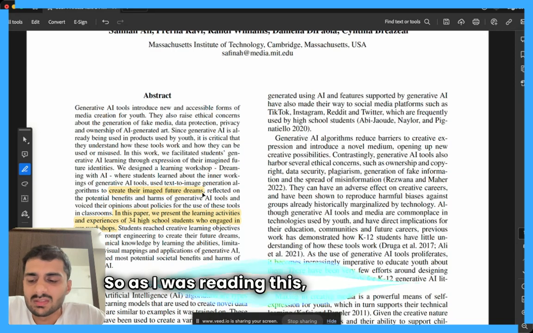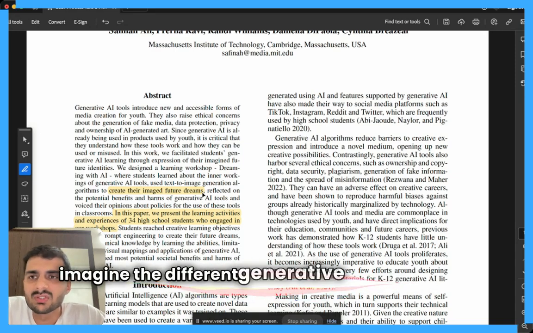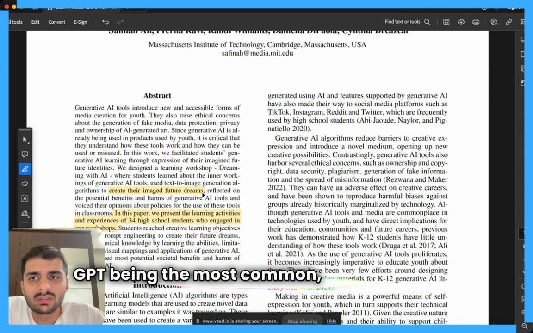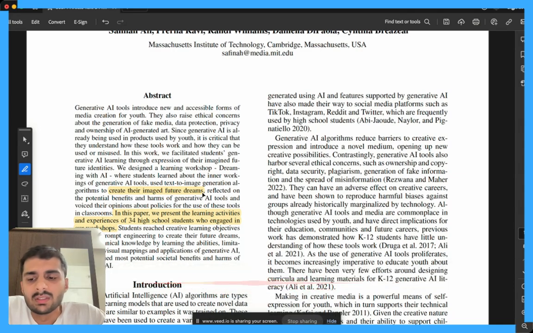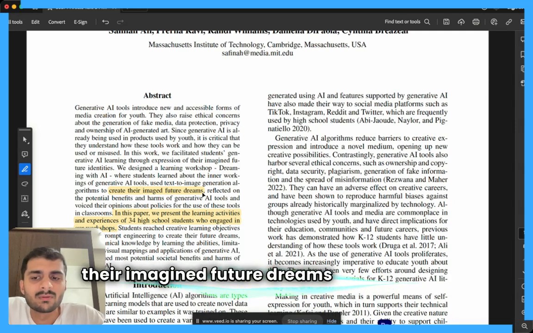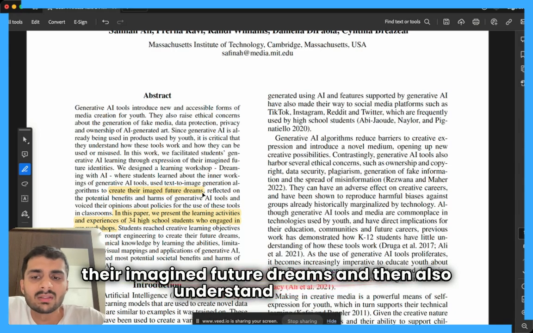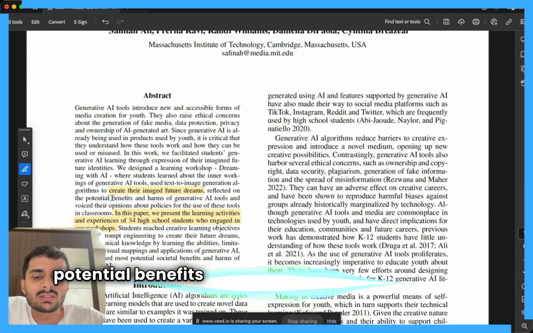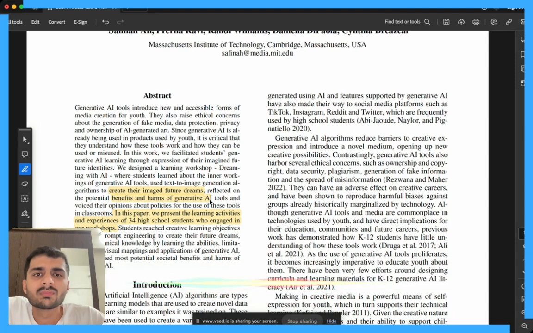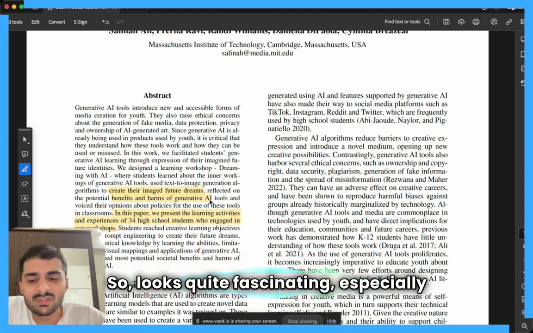So, as I was reading this, I was trying to imagine the different generative AI apps that I've used. ChatGPT being the most common, followed by Midjourney. The thing that hooks me onto this paper is how can a student use these tools to create their imagined future dreams and then also understand about the potential benefits and the harms of the generative AI tools. So, looks quite fascinating, especially in the current times.